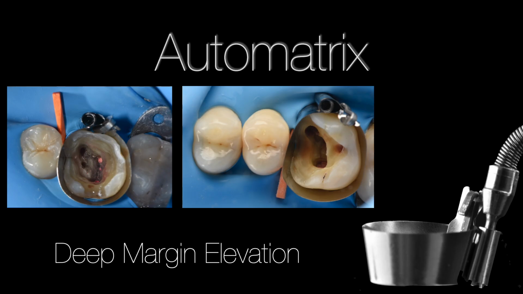This type of matrix, I don't know if you have them there, but we use it a lot here. It's called Automatrix, and it gives us really good access to deeper cavities. The problem with this type of band is that it's a little bit too straight at the end.